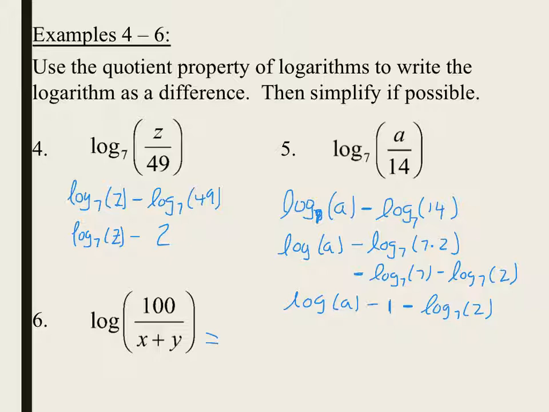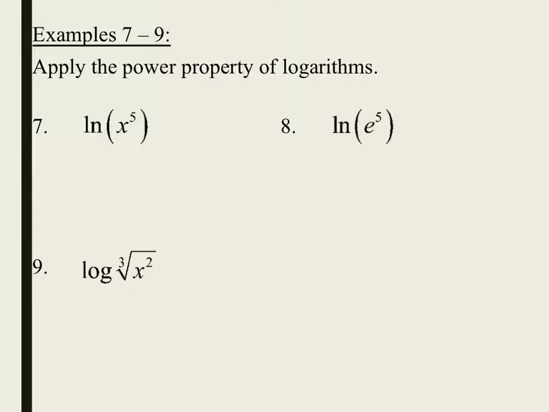This last one is just equal to the log of 100 minus log of x plus y, and you can see that this is just 2 minus log of x plus y. So there we go. Now we're going to apply the power property of logarithms. In this particular case, we start out with number 7, and we see that this is just 5 natural log of x. For number 8, it's just 5 log e, which is just equal to 5.